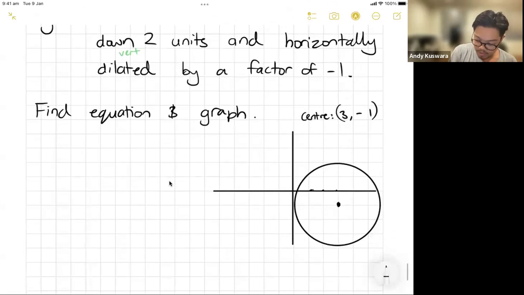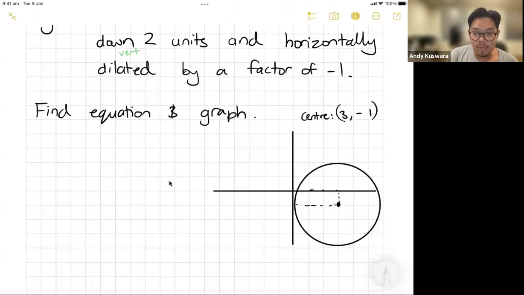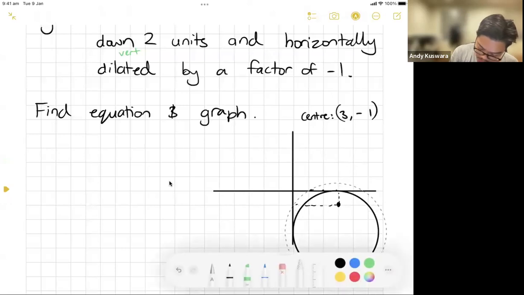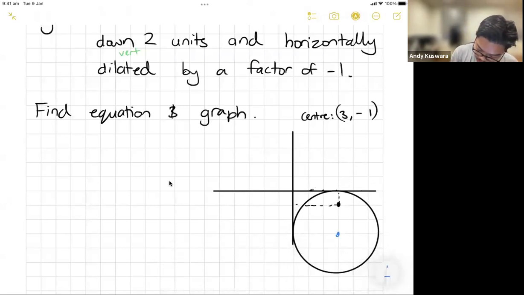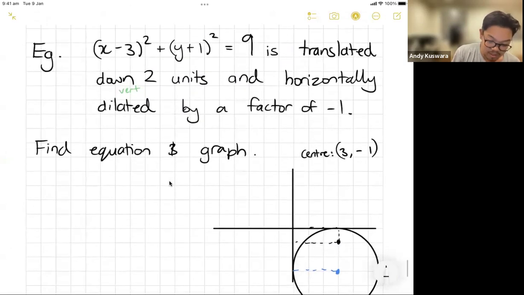Now, because of the magic of the iPad, let's translate it first. What we can see here is it's translated down 2 units. So I can move this down 2, that's down 1, that's down 2. So now my new center is this guy, I'll do it in blue. Still a radius of 3. And then I'm horizontally dilating by a factor of -1. Now, the negatives tend to throw people off. That's why I recommend you do it mathematically. So first things first, down 2 units.